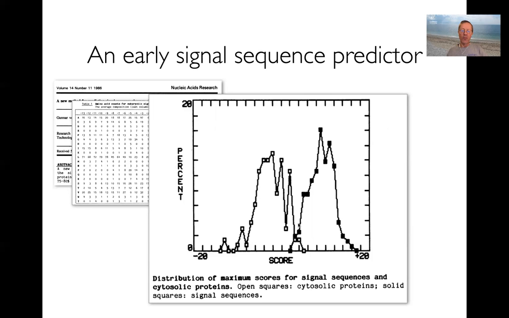And you see that this simple PSSM made a pretty good job of discriminating between true signal peptides, all the black ones, and proteins without signal peptides near their N-termini. You could say anything above this score, you predict a signal peptide, and anything below this score, you predict none. And you see the overlap is quite small. So it was a fairly efficient method to detect signal peptides in protein sequences, and also to predict their cleavage sites.